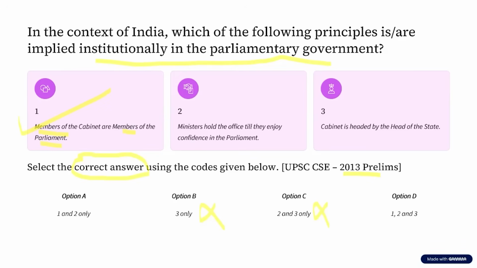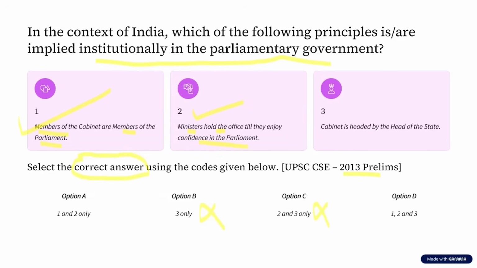Second statement. The ministers, that is the executive, they hold the office till they enjoy the confidence in the parliament. Now, this is the crux of what we call the parliamentary form of government. That is, the ministers are answerable to whom? They are answerable to the parliament. That is, the ministers are accountable to Lok Sabha and Rajya Sabha, and specifically to Lok Sabha. So this is what this statement is telling. So statement two is also correct.